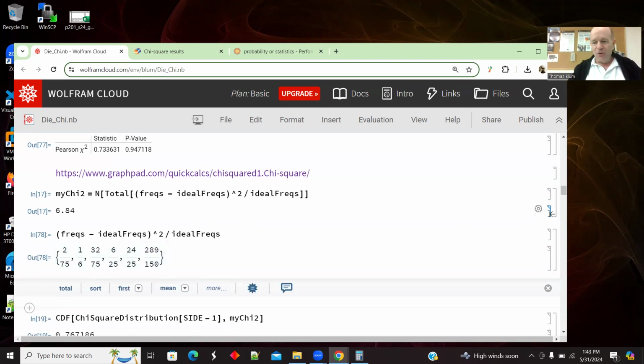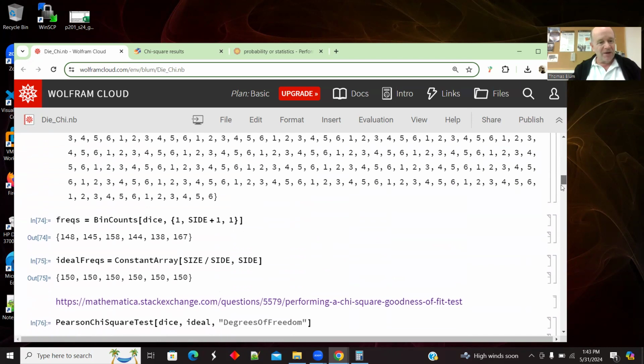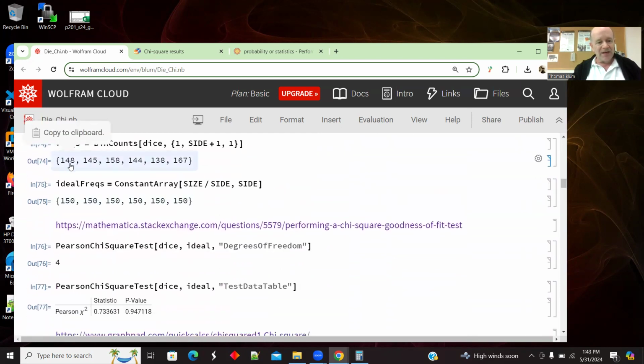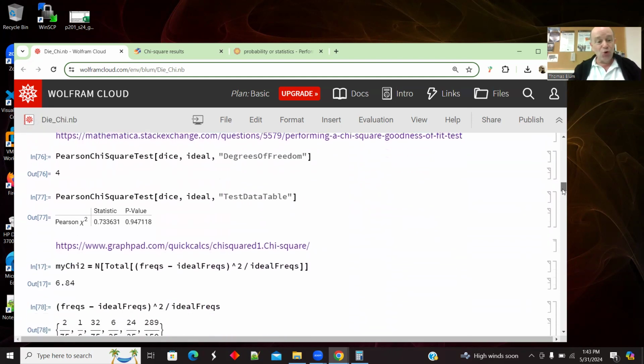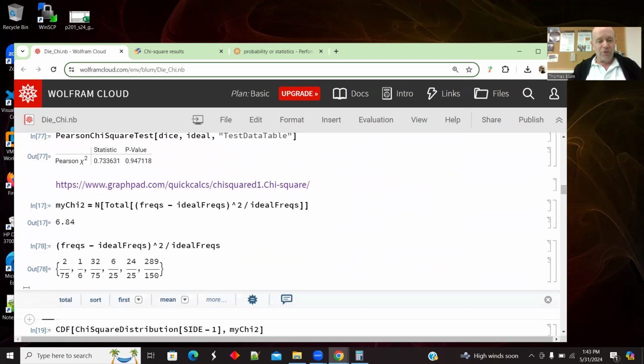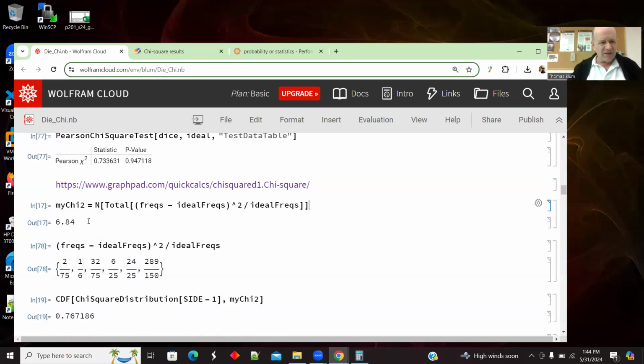Okay. So my ideal frequency is 150, and I was getting here 148. So it was 2 under, and the difference was 2, and then you square that, and that's 4, divided by my 150, and then it reduces it. So that was the 2/75. That makes sense. That is what you usually produce when doing a chi-square.